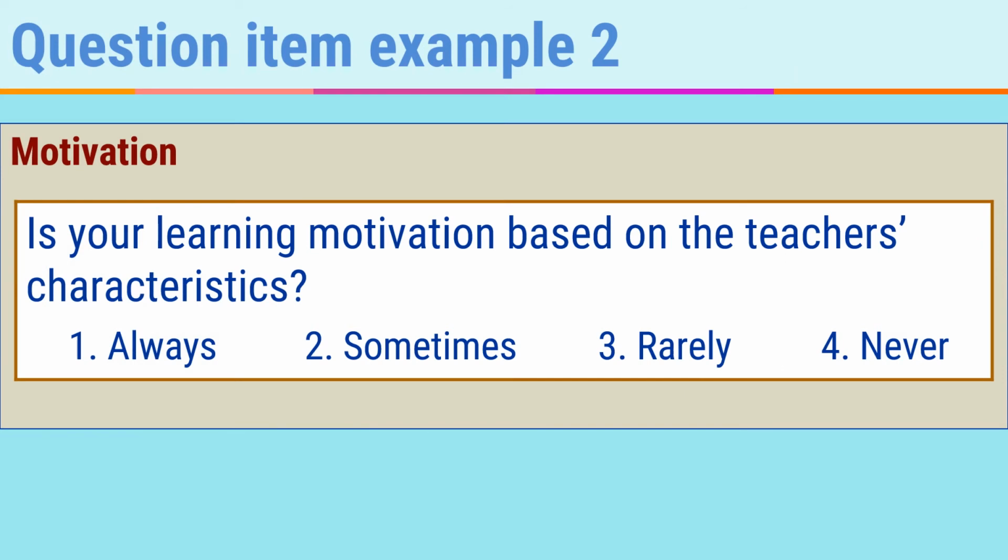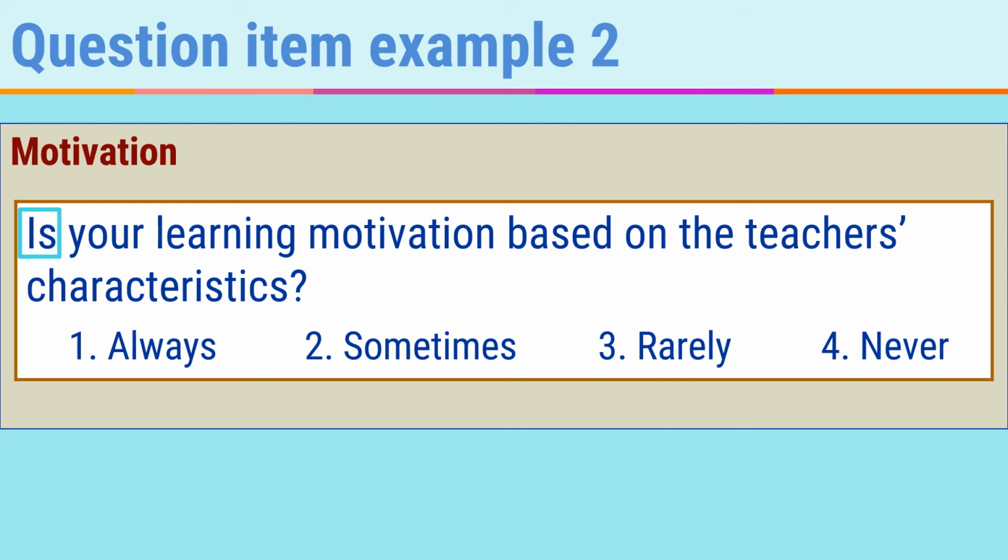The second example. This one is written to measure motivation. Is your learning motivation based on the teacher's characteristics? Always, sometimes, rarely, and never. First of all, you can see that this is a yes-no question. And if it is a yes-no question, it does not go with these types of responses. Okay? So you have to either change the questions or change the responses to make sure that both of them can match with one another.